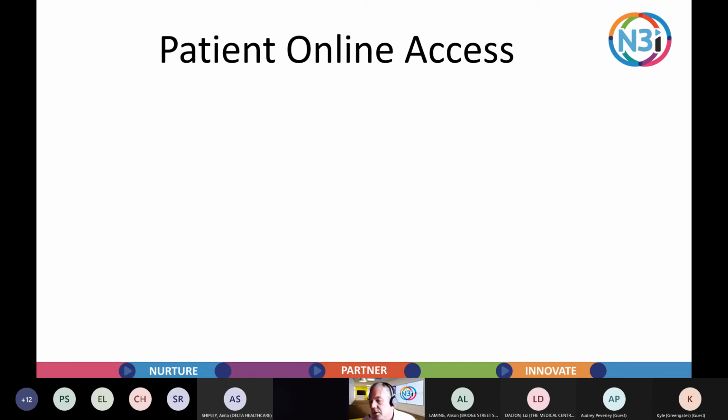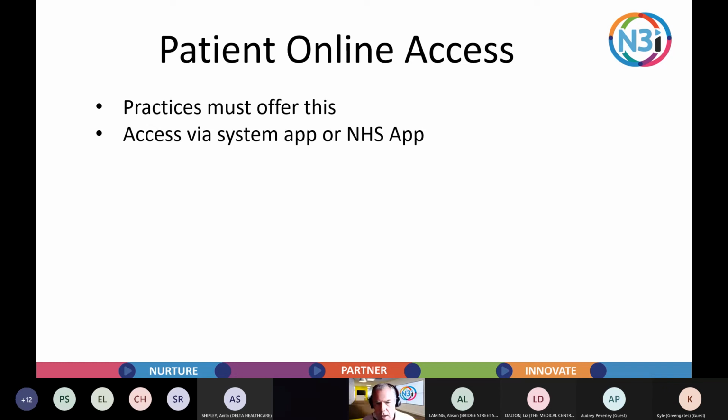We need to be clear about things. And obviously the two areas we need to be clear about are the information that can be redacted on a subject access request. So let me quickly run through this. So yeah, there's a requirement on you that you must offer patient online access. It can be either through the System One app or the NHS app.